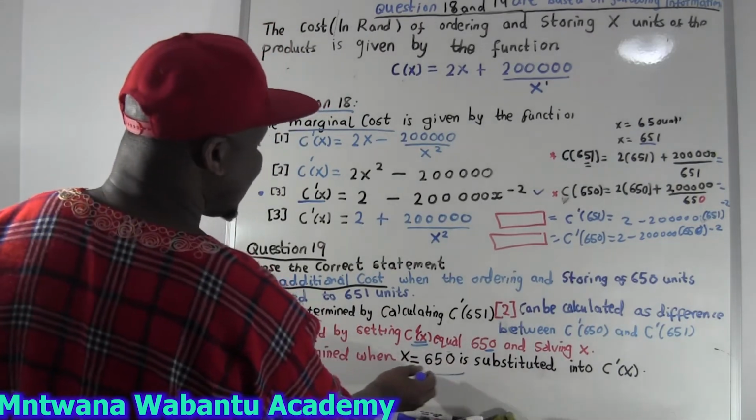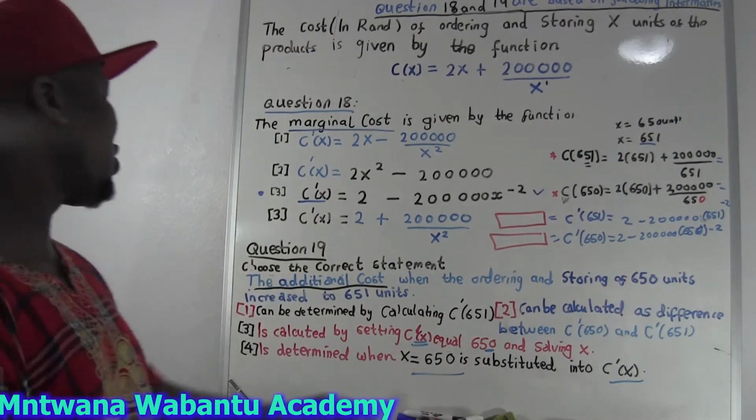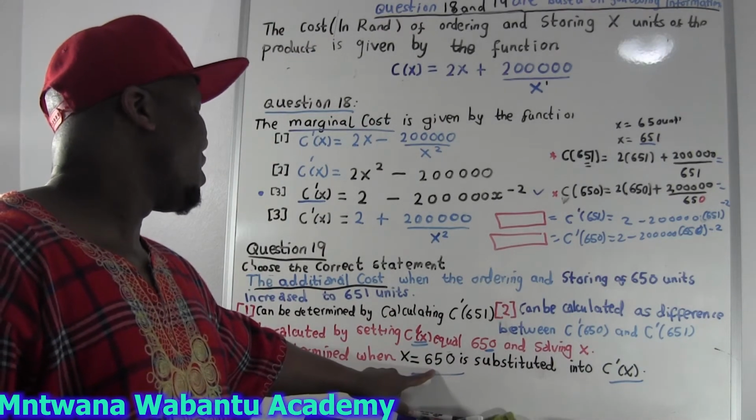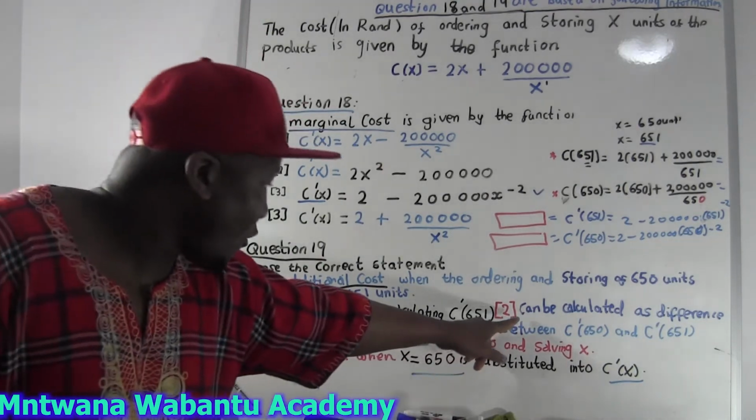It's only by x and they substitute into it, but come on, you're going to get additional cost by calculating only one unit? No, you must involve two things. So I personally will go for this.